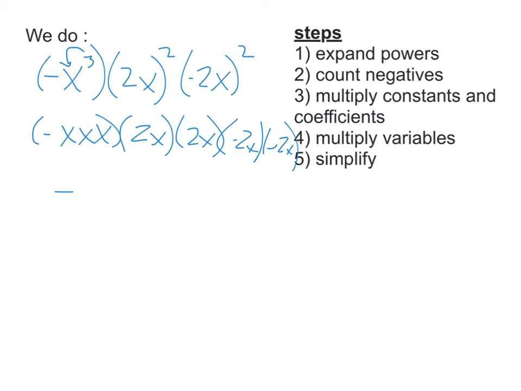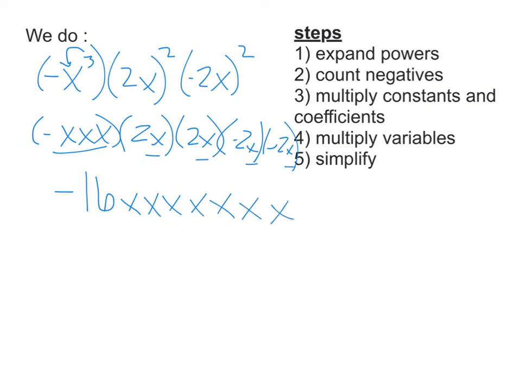So I'm going to multiply 2 times 2 times 2 times 2. So 2 times 2 is 4, times 2 is 8, times 2 is 16. So I know I have 16. Now I'm going to multiply my variables. So I have 3 x's, so 1, 2, 3 being multiplied. And I have another one here, and one here, and one here, and my last one.